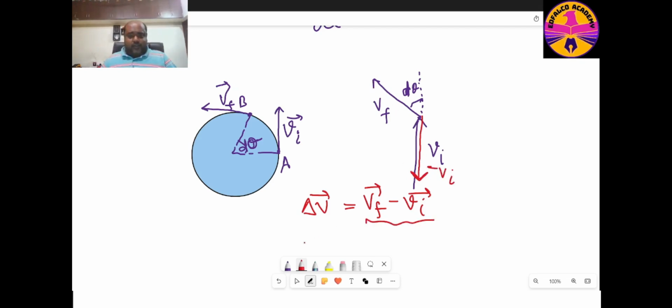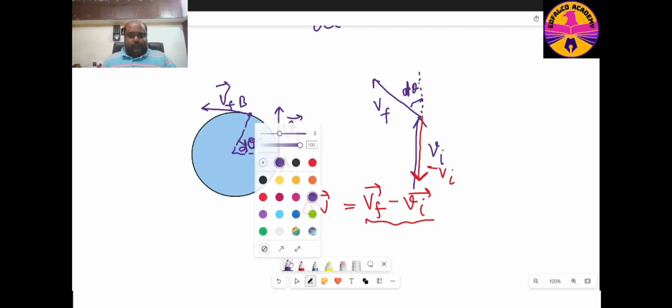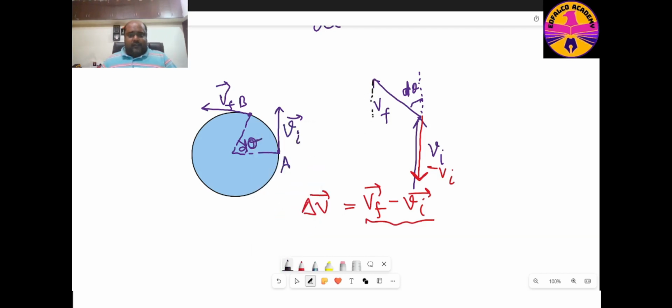So what I will do is I'm simply going to add this Vf and I'm going to add Vi. So this is nothing but my Vf and this is nothing but my Vi. So I'm just taking help of the parallelogram law of addition.